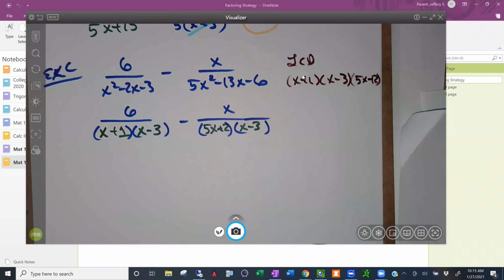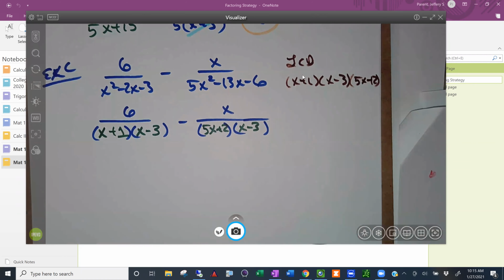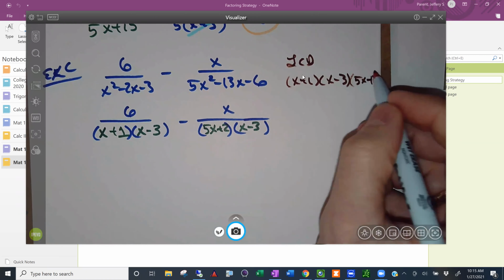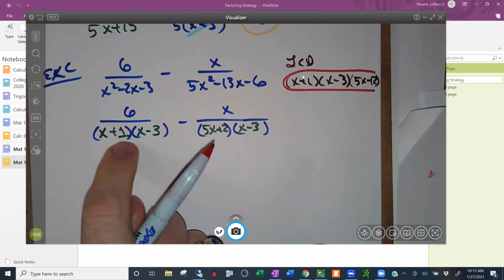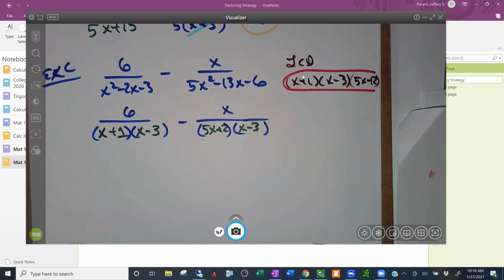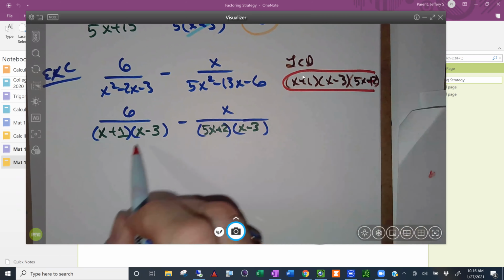In looking at what I've got, I realize I don't quite have the LCD there. So the LCD is all of that? All of that. Okay. So let's look at this. What am I missing here that's part of my LCD? You have to square x minus 3. No, I've got an x minus 3. You're missing 5x plus 2. I'm missing the 5x plus 2 term.